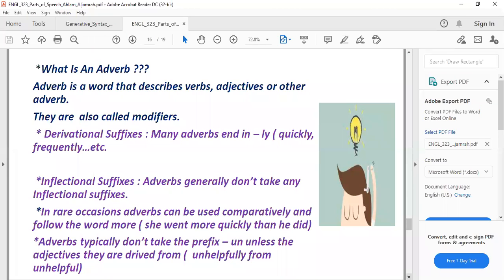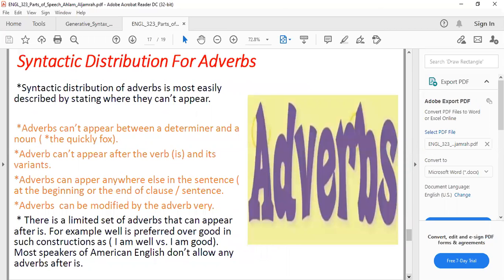Adverbs typically don't take the prefix un-, unless the adjectives they are derived from do, unhelpfully from unhelpful. Right. So the last thing about the syntactic distribution of adverbs, the positions of adverbs, where can we find them?